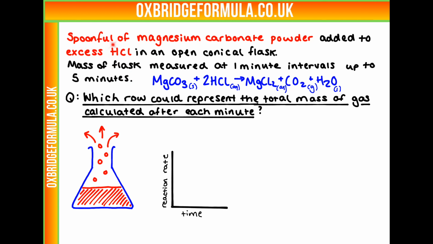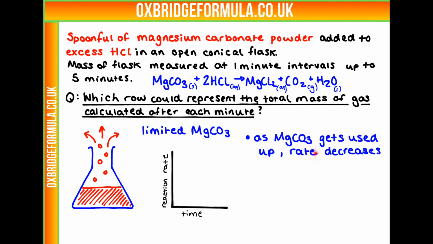We know we only have a spoonful of magnesium, but we have excess hydrochloric acid. So we're going to have a limiting factor of the magnesium carbonate. Therefore, as we use up our magnesium carbonate, our rate is going to decrease. And so our rate of gas production is also going to decrease. So we've got lots of magnesium here, reacting very nicely, but as we lessen that concentration, our reaction rate is going to go down. So we're looking for a decrease in the rate of gas production. So let's compare that to our table.